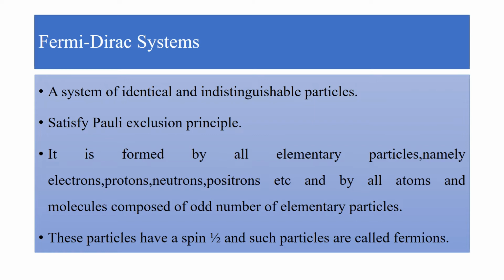A Fermi-Dirac system is formed by all elementary particles, namely electrons, protons, neutrons, positrons, antiprotons, neutrinos, etc., and by all atoms and molecules composed of an odd number of elementary particles. These particles have a spin half or an odd integral multiple of half. Such particles are called fermions.